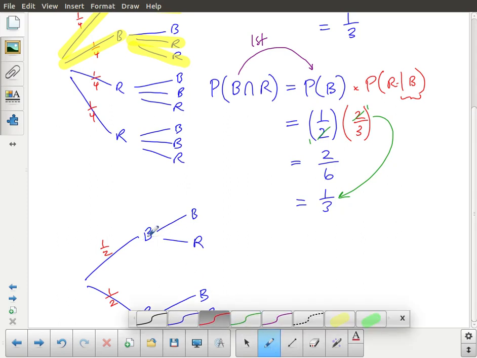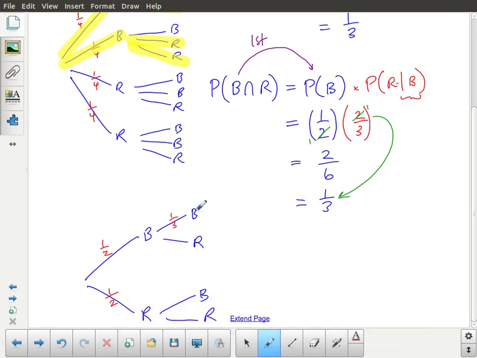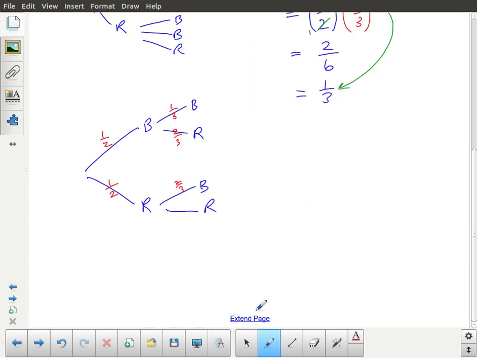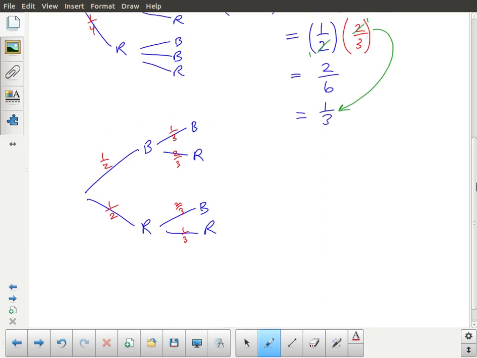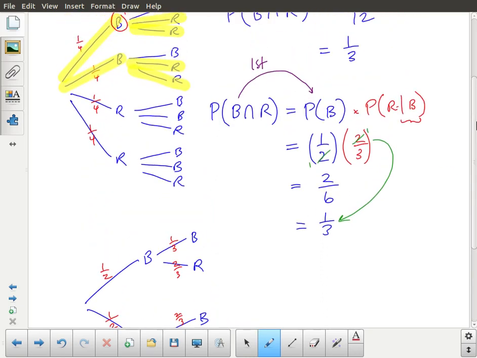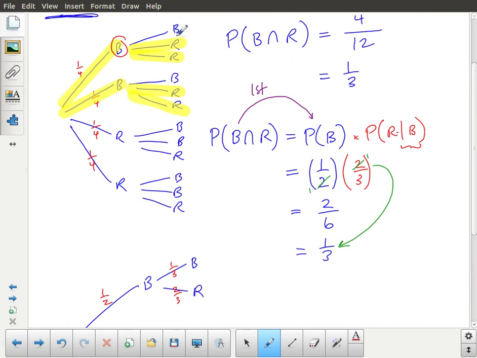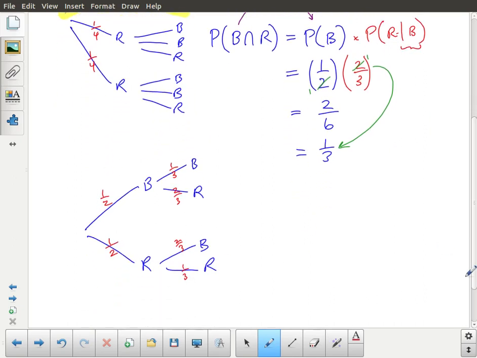If I already have a black, there are 3 checkers remaining. I have a 1/3 chance of getting black. I have a 2/3 chance of getting red. If I already have a red, I have a 2/3 chance of getting black, and I have a 1/3 chance of getting red. So you can merge some of these branches so long as you've thought it through and you're sure that in merging you haven't lost any information.